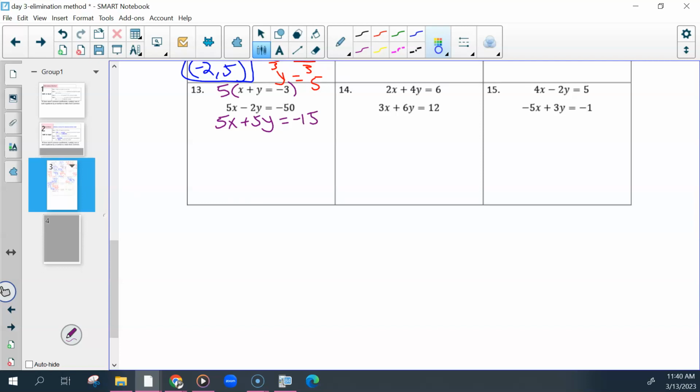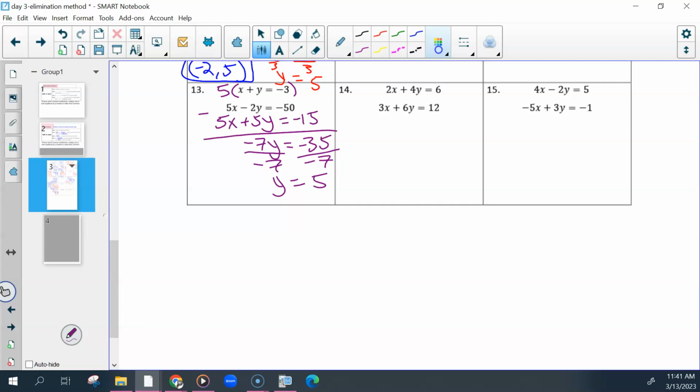Would we add or subtract these together? This would become 0. Negative 2y minus 5y gives us negative 7y. And negative 50 minus a negative 15 gives us what? Negative 65. Be careful with your negative, but check it. So then if we divide both, we get positive 5.